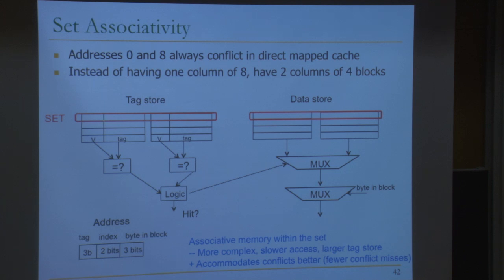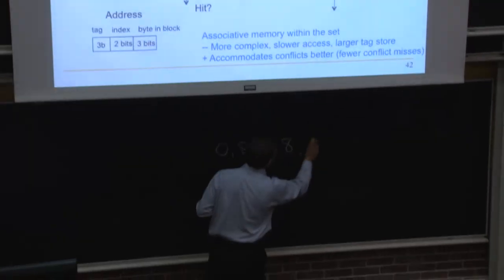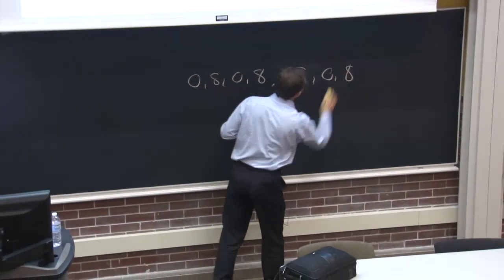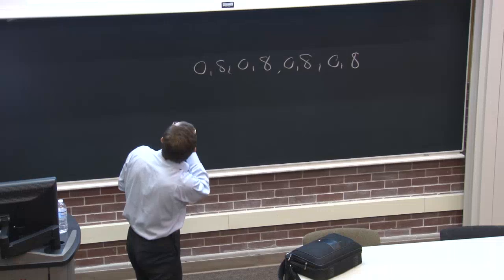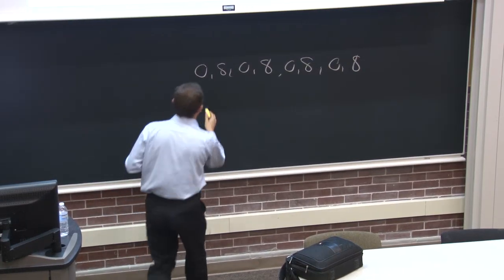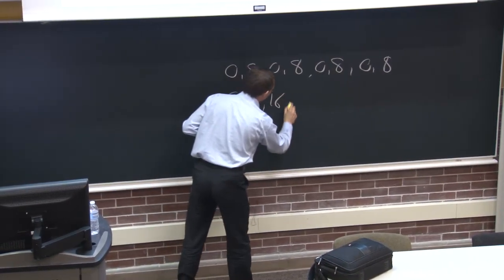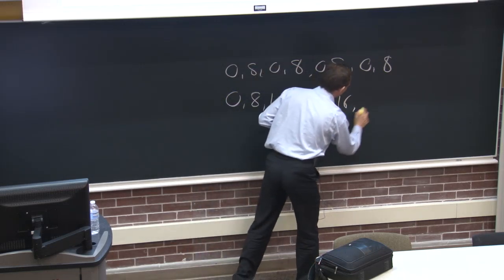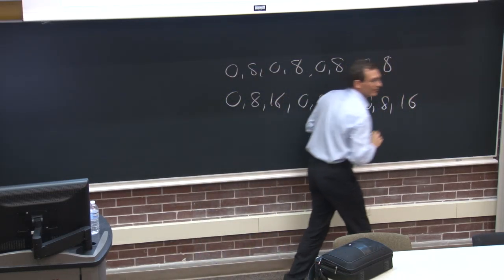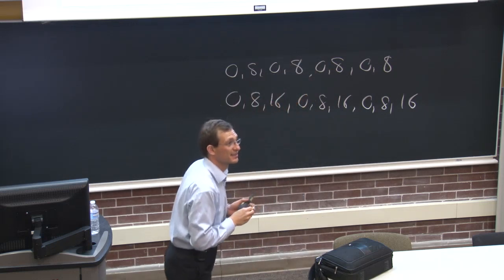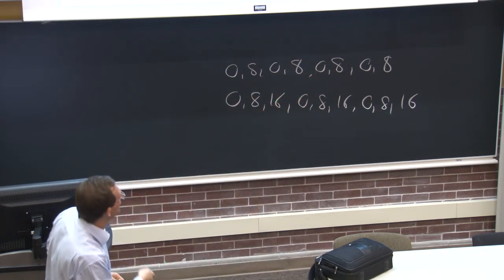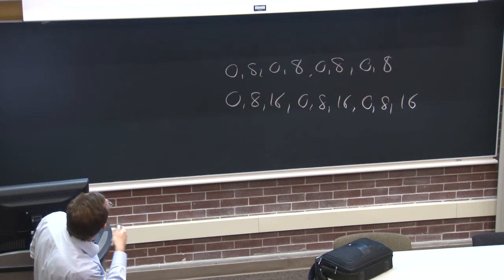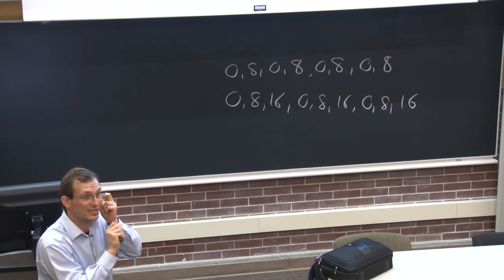Now, taking this further, what if you have an access pattern not like 0, 8, 0, 8? Now we've eliminated this problem, right? Now, 0 and 8 both can be in the tag store at the same time. But there's another problem. What if you have an access pattern like this, 0, 8, 16? What happens in this case? Well, in this case, again, you get conflict misses, right? Because you have 3 things contending for 2 locations.